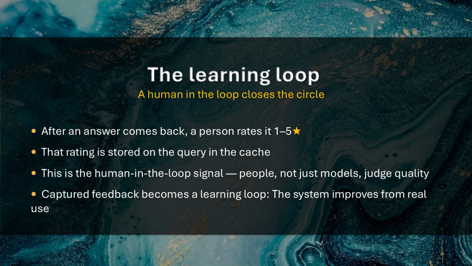That rating closes a loop. After an answer comes back, a person rates it, 1 to 5 stars. That rating is stored on the query in the cache. This is the human in the loop. People, not just models, judging quality. And captured feedback like that becomes a learning loop. The system improves from real use.